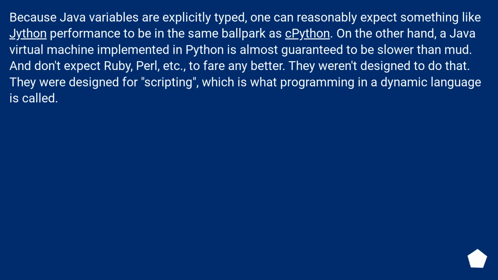Because Java variables are explicitly typed, one can reasonably expect something like Jython performance to be in the same ballpark as Python. On the other hand, a Java virtual machine implemented in Python is almost guaranteed to be slower than mud. And don't expect Ruby, Perl, etc. to fare any better. They weren't designed to do that. They were designed for scripting, which is what programming in a dynamic language is called.